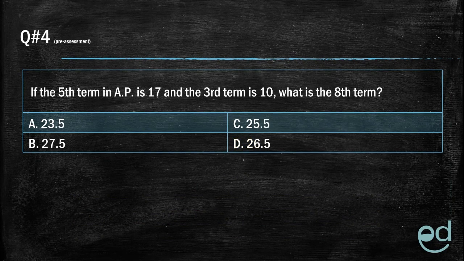Question number 4. If the fifth term in arithmetic progression is 17 and the third term is 10, what is the eighth term? A. 23.5, B. 27.5, C. 25.5, or D. 26.5. Your timer starts now.